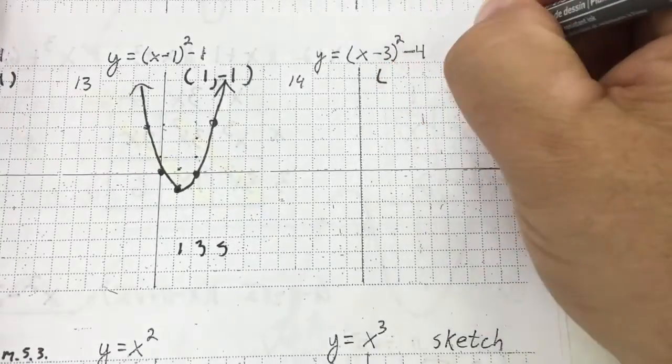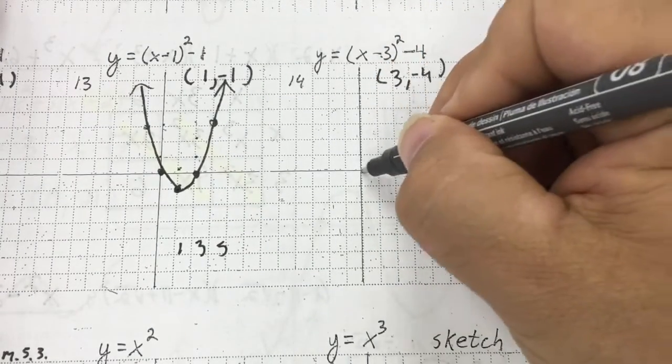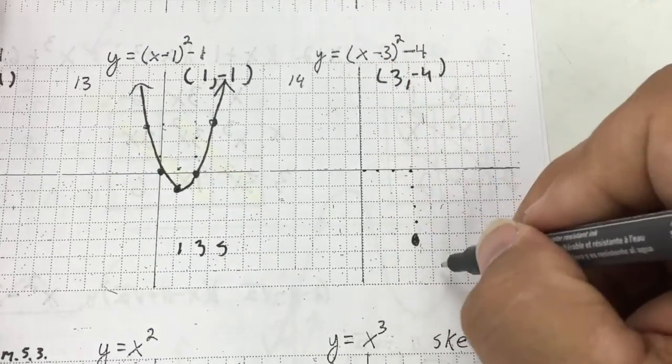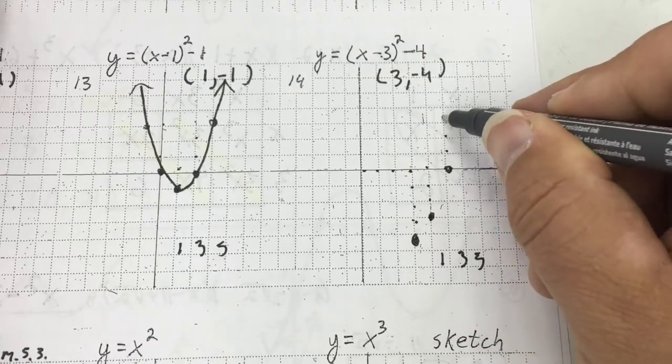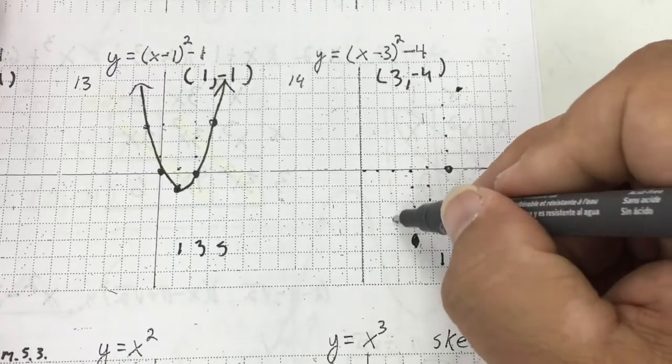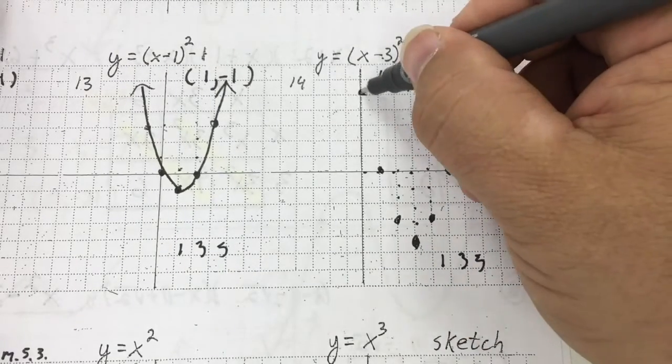Next one. Find the vertex. Opposite, same. 3, negative 4. So I go right 3, down 4. Implement the 1, 3, 5. From this vertex, I go up 1 over 1, up 3 over 1, up 5 over 1. Go back down. Up 1, left 1, up 3, left 1, up 5, left 1. Connect the dots.